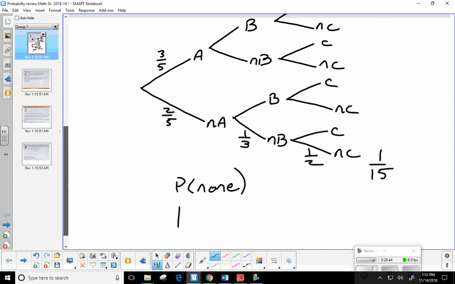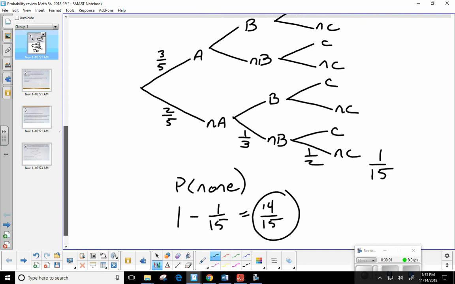So I'm going to take the probability of the whole, 100%, and minus the probability that none of them will solve it, because every other outcome has at least one person solving it. So on this one, I got 14/15.